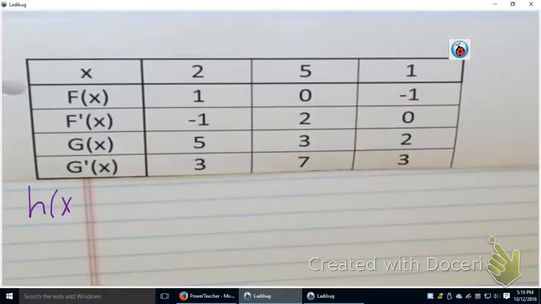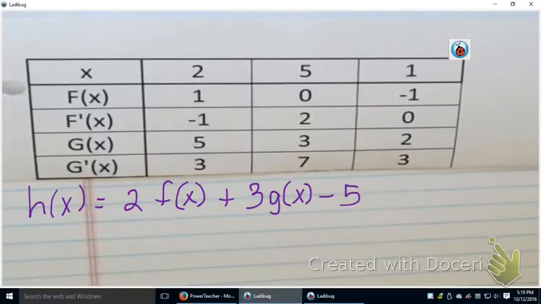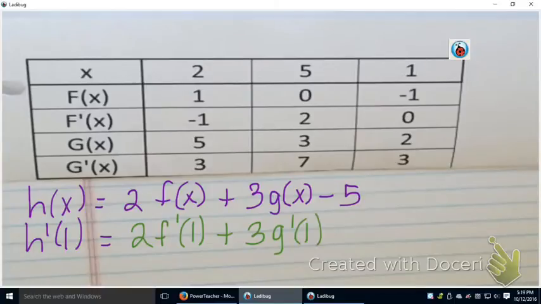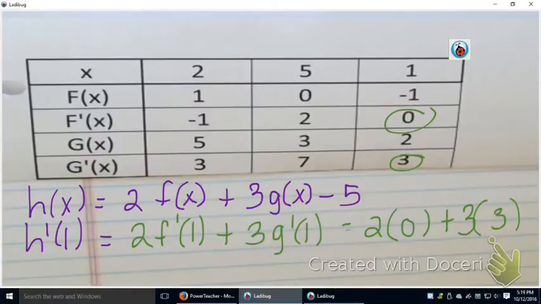Alright, so h of x could be written lots of ways. Let's say I had 2 f of x plus 3 g of x minus 5, and I wanted to find h prime of 1. You would do it exactly the way you think you would. You would do 2, find the derivative at 1, plus 3, find the derivative at 1 of g, and then we're taking the derivative here, so the derivative of 5 would be 0, that wouldn't be on the end. So then I do 2 times f prime of 1, which is 0, 3 times g prime of 1, which is 3, 0 plus 3 times 3 is 9.